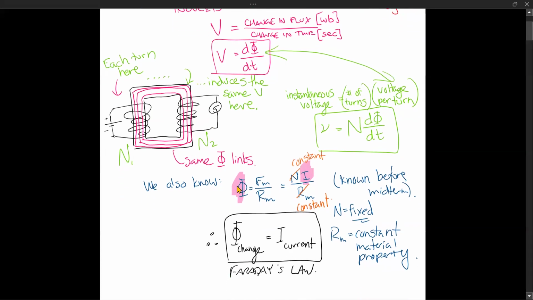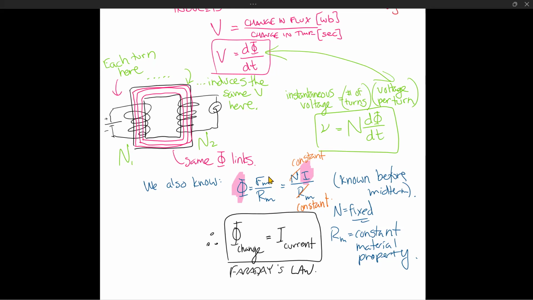So we also know this formula, that the amount of flux that is induced inside ferromagnetic material is equal to the ratio between the force that induces that, which is my magnetomotive force. It's a force that induced that magnetism to actually happen, divided by the amount of resistance that's in that material. We know this formula.